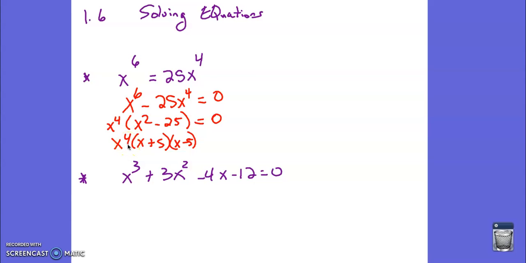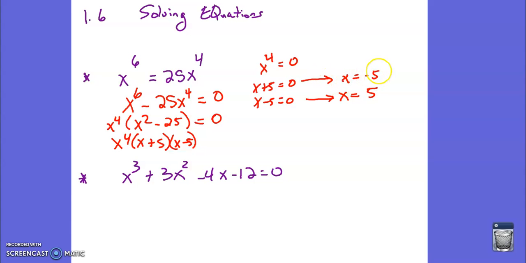And then what we're going to do is set each of those equal to 0. So x to the fourth equals 0, x plus 5 equals 0, and then x minus 5 equals 0. So this leads to x equals 5. This leads to x equals negative 5. And this leads to x equals 0. And you do need to check each one of these values to make sure that they actually do work. I just want to emphasize that.